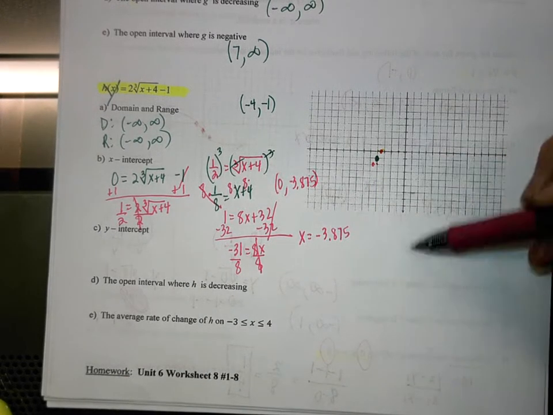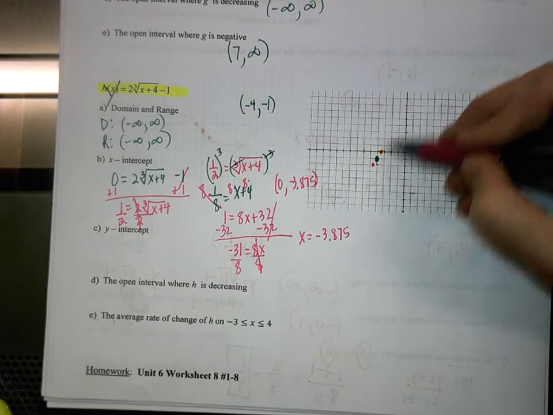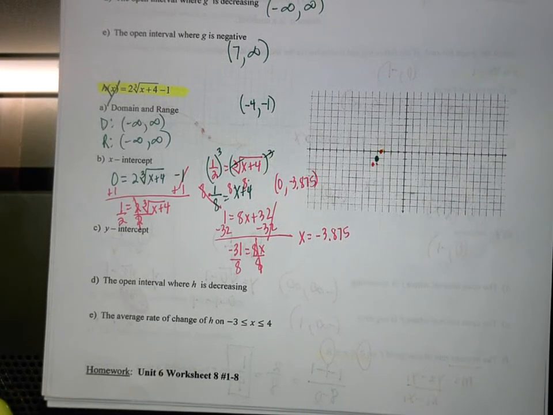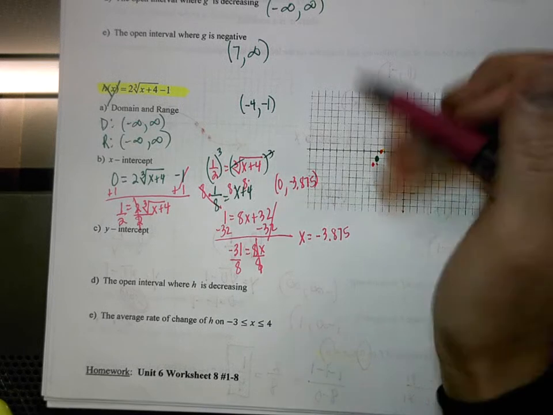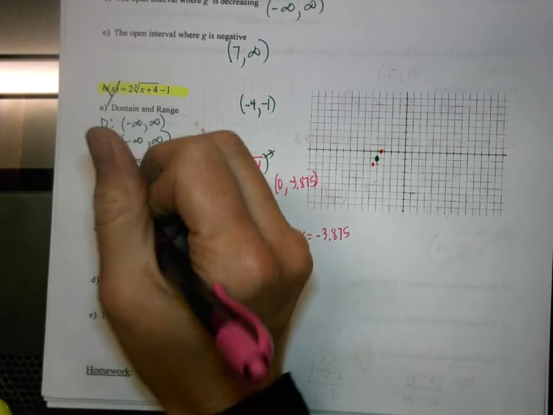I do not know where my y-intercept is right now. I know it's going to be somewhere up here, but just to be safe, we're going to go ahead and find what it is to make things more accurate on this one. So for the y-intercept, we plug in 0 for x and solve for y.